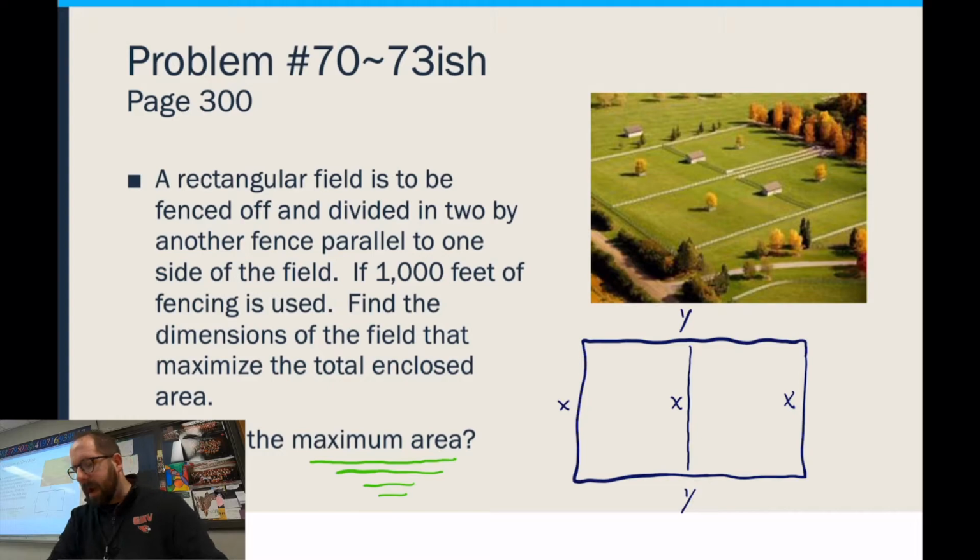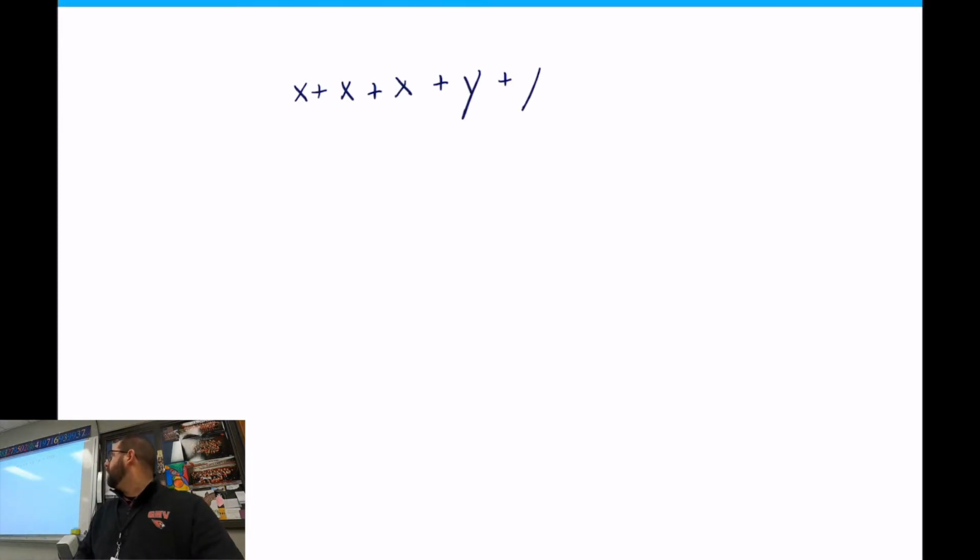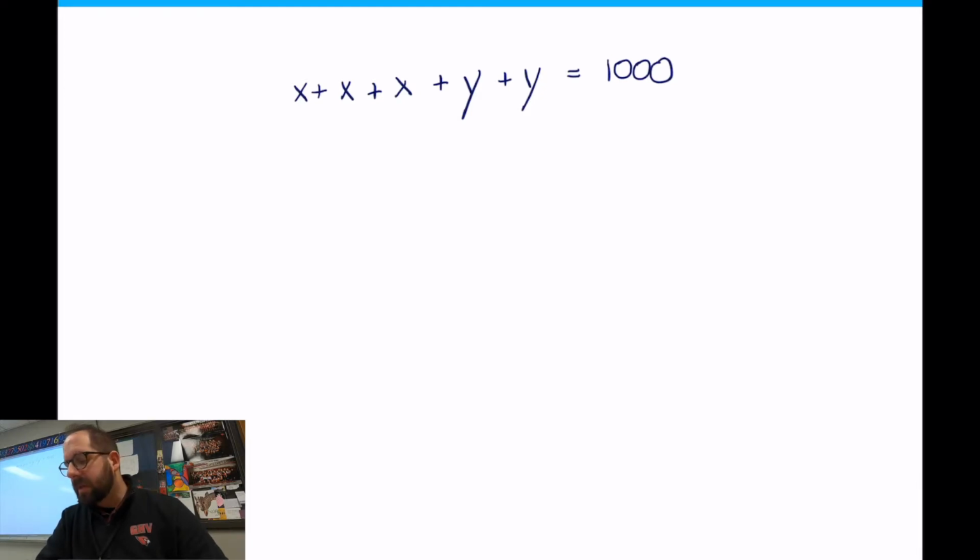So on my next problem here, on my next slide, let's go through that. So same exact thing. I'm going to add up my X's here. And this formula just represents my perimeter. This is not the area formula. So I have 1,000 feet of fence. I'm going to solve for one of these letters. Okay, so solving for one of these letters, this is 3x plus 2y equals 1,000.